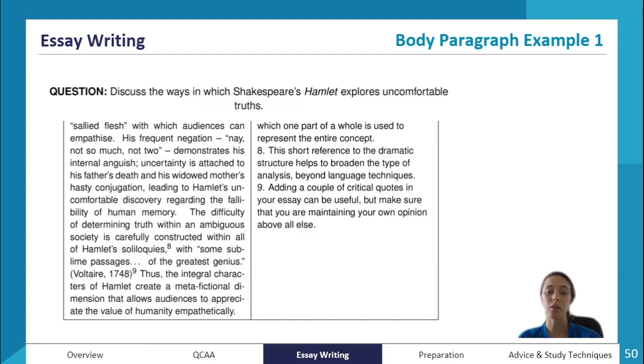And we finish with that idea of thus. "The integral characters of Hamlet create a metafictional dimension that allows audiences to appreciate the value of humanity empathetically." So using words like thus and hence and things like that is usually a really good strategy to use in your concluding sentences, because it actually shows that you are drawing a conclusion. Thus, based on what I've said, this is the case. You're drawing something out of what you've previously said to actually bring the audience to your conclusion.